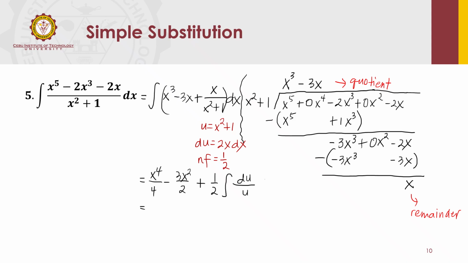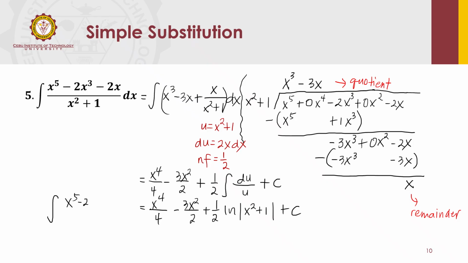And then we can put a plus c here for the first two terms. So it's x to the power of 4 over 4 minus 3x squared over 2, plus 1/2 ln of u plus c, or we can go directly: ln of x squared plus 1, and then plus c. So this is now the value of our indefinite integral.